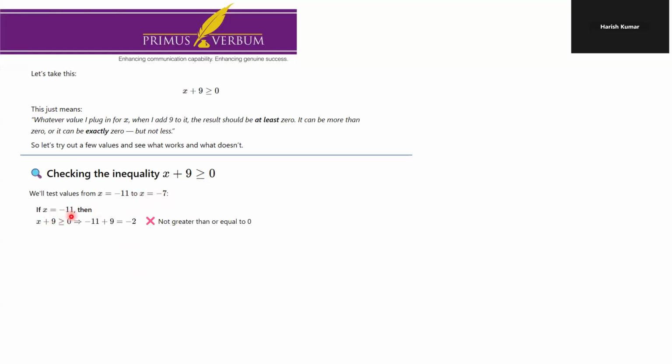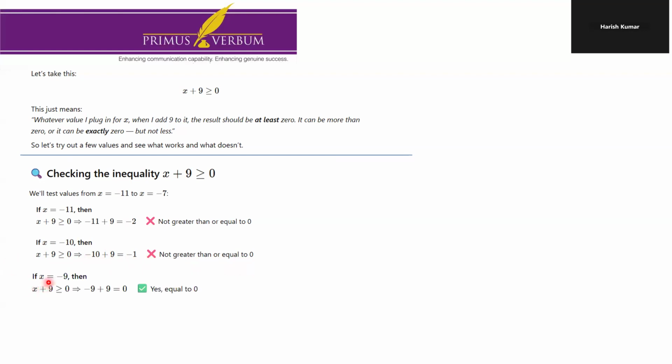So if x is equal to minus 11, then x plus 9 greater than or equal to 0 becomes minus 11 plus 9, which is equal to minus 2. Now, minus 2 is neither greater than 0 nor equal to 0. So let's try with x is equal to minus 10. It's x plus 9 greater than or equal to 0. When we substitute minus 10 for x, we get minus 10 plus 9 is equal to minus 1, which is not greater than or equal to 0.